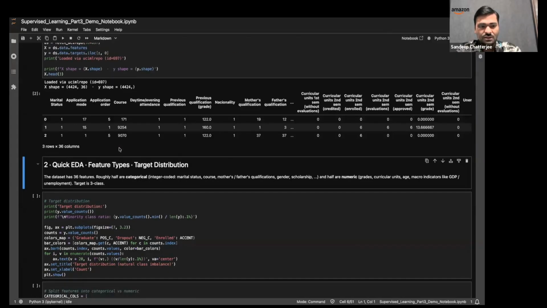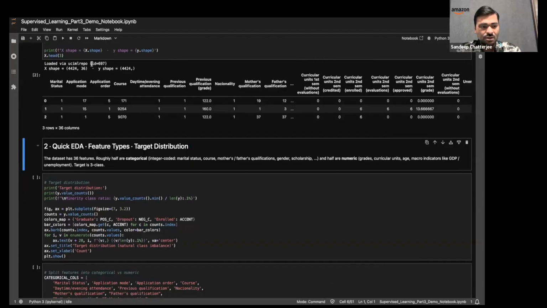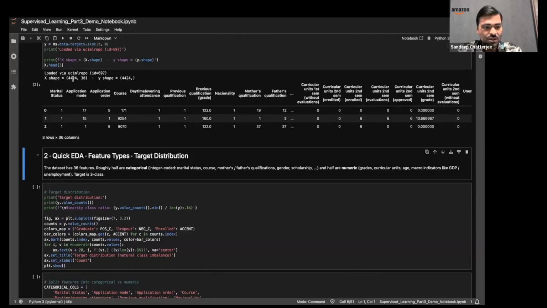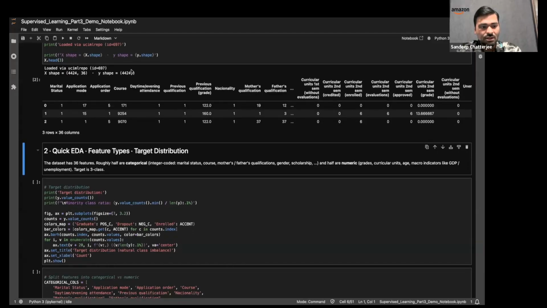So once this is done, it has been loaded. Now you can see the shape. It has 4,424 rows and 36 columns. These are our features, and we are using the final level as our target level. Each row here is one student.